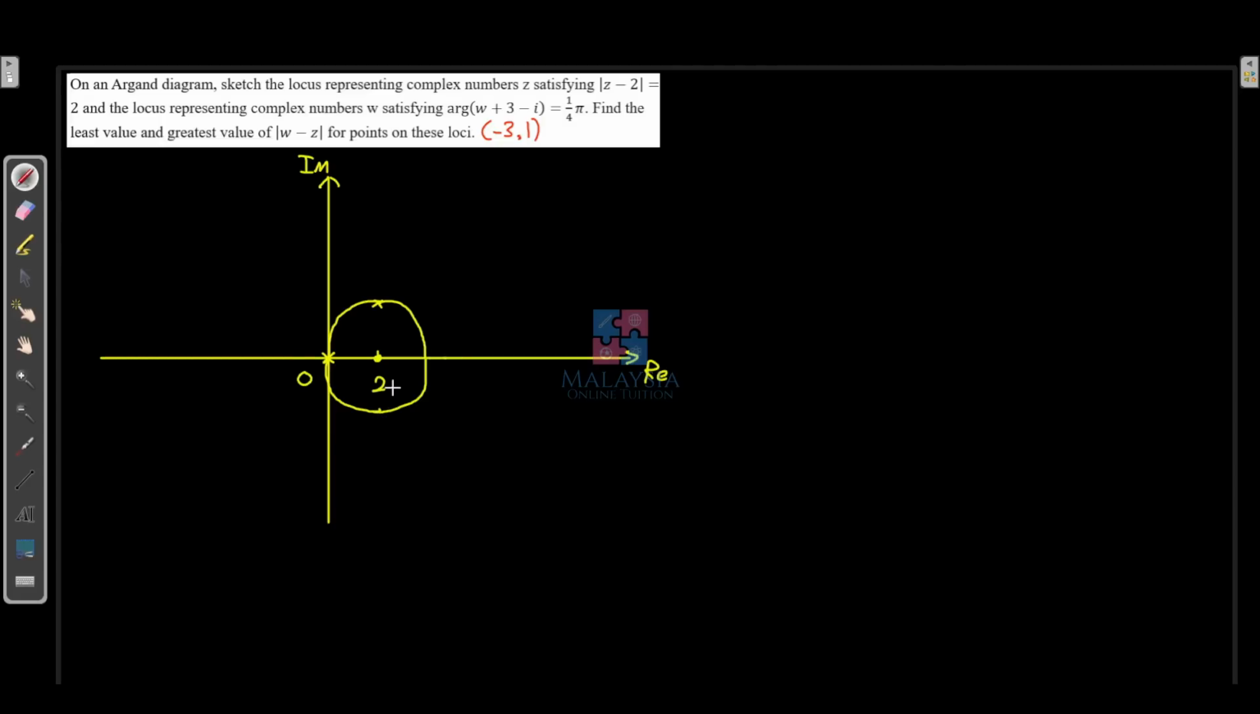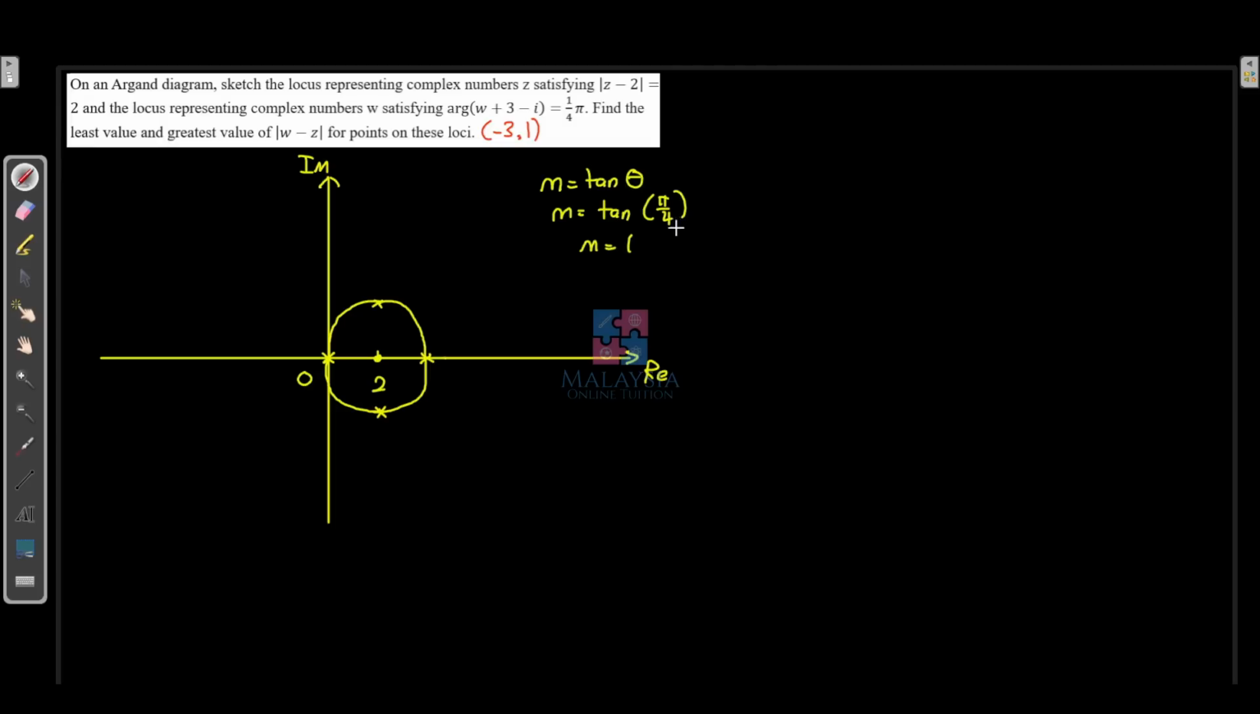So now for the half line. The half line we are going to sketch from -3, 1, and the argument is 1 over 4 pi. So how are we going to know where it is going to be passing? This is very simple. You know that we have the formula gradient equals tan theta. So the gradient is going to be tan pi over 4, which is actually 1.